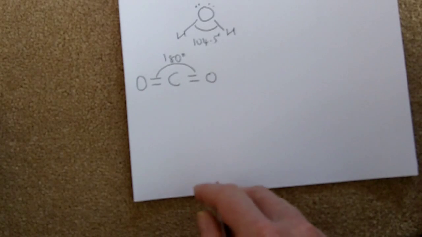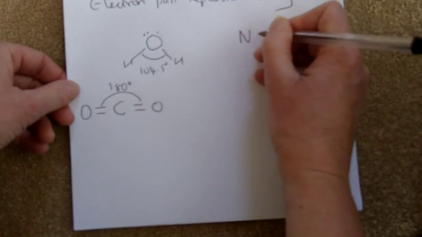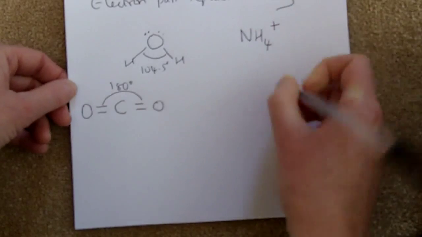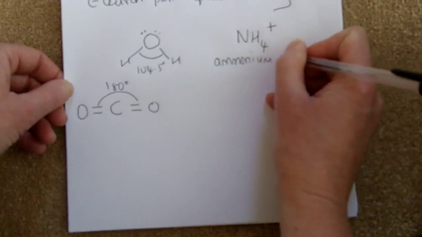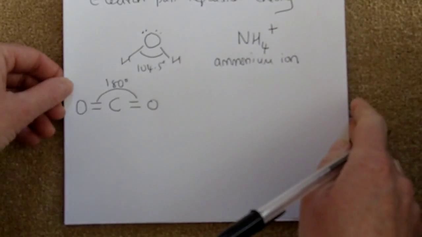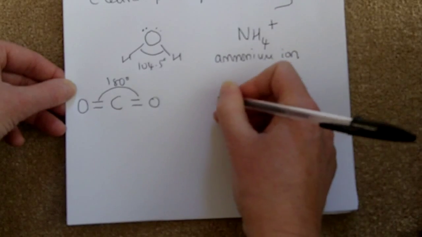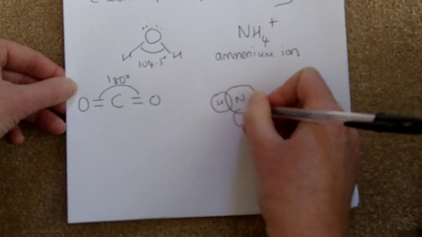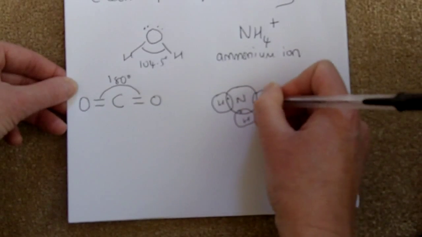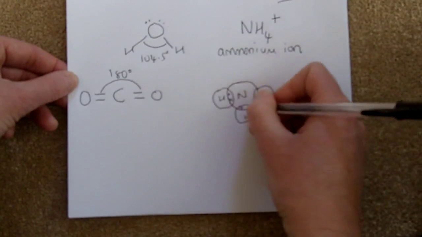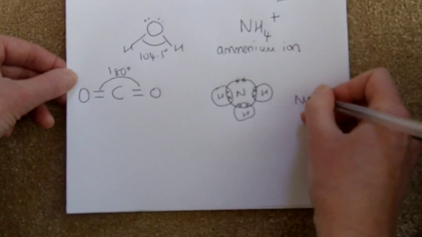Okay, so let's just do one more example. What shape and bond angle does an ammonium ion have? Okay, so first thing you've got to do is draw the dot and cross diagram. So let's do ammonia first. Ammonia: one electron, one electron, one electron from hydrogen. Nitrogen has got 5 electrons. So that is ammonia.